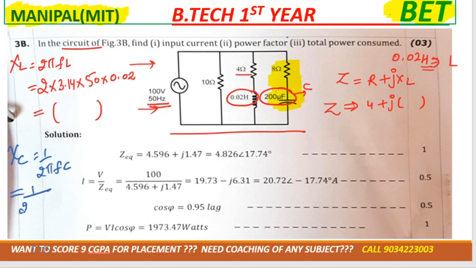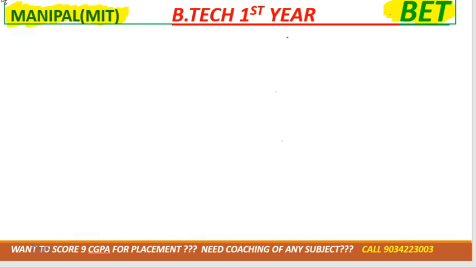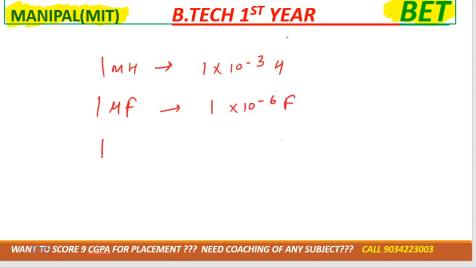So 1 as it is, 2 as it is, 3.14 as it is, frequency 50 as it is, it's 200 microfarad. So 200 into 10 raised to power minus 6. If you don't know, write it down. 1 millihenry is 1 into 10 raised to power minus 3 henry. 1 microfarad is 1 into 10 raised to power minus 6 farad.